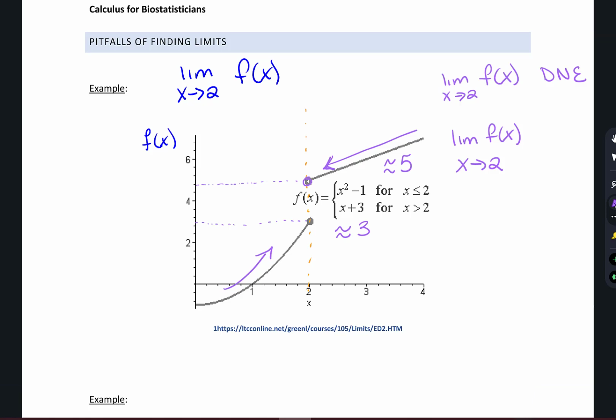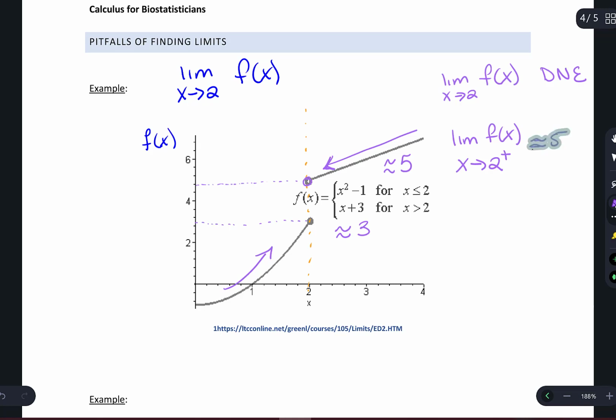And remember that in order to have the limit itself, we need to approach it from both sides, but we have that right and that left-hand side limit that we could use as well. So here, if we wanted to look at the limit as x approaches 2 to the right, that is going to be approximately 5.